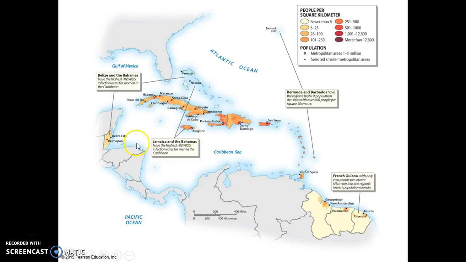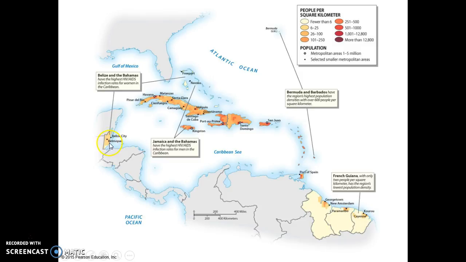In contrast, the rimland countries such as Belize and the Guyanas and countries here have a very low population density. I think a lot of that is due to not having very fertile soils. These areas are not very good for agriculture. This is mostly kind of Amazon type of forest.